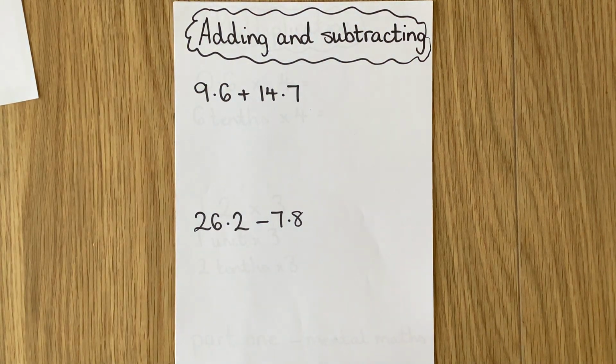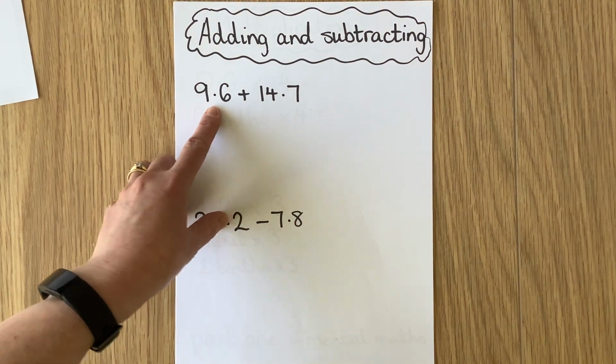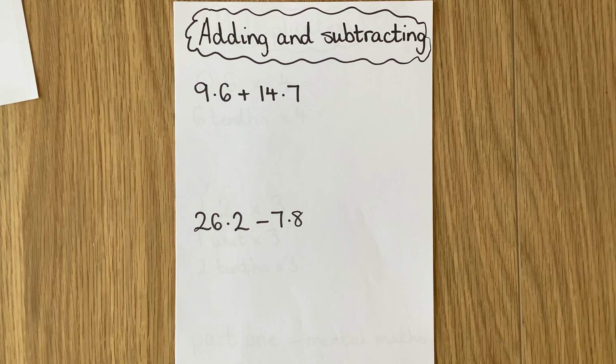Now, what we were also doing before half-term was we were beginning to think about adding and subtracting our tenths. So let's have a go at these two questions. What if I had a question that said 9.6 add 14.7? So I'm going to add them together.